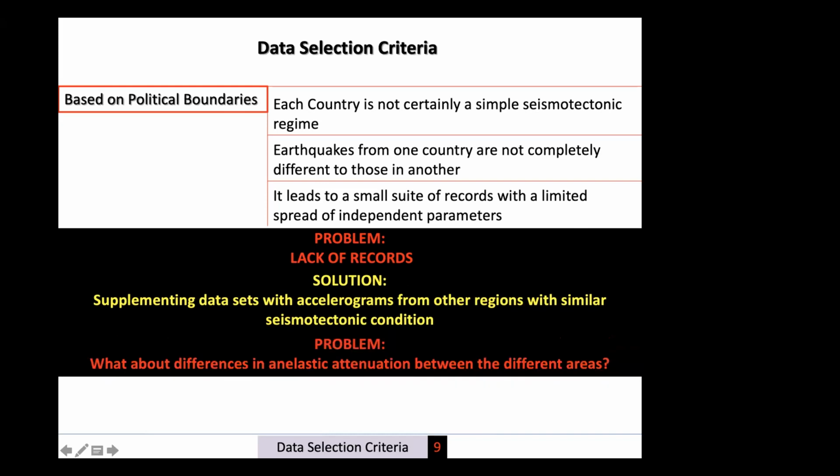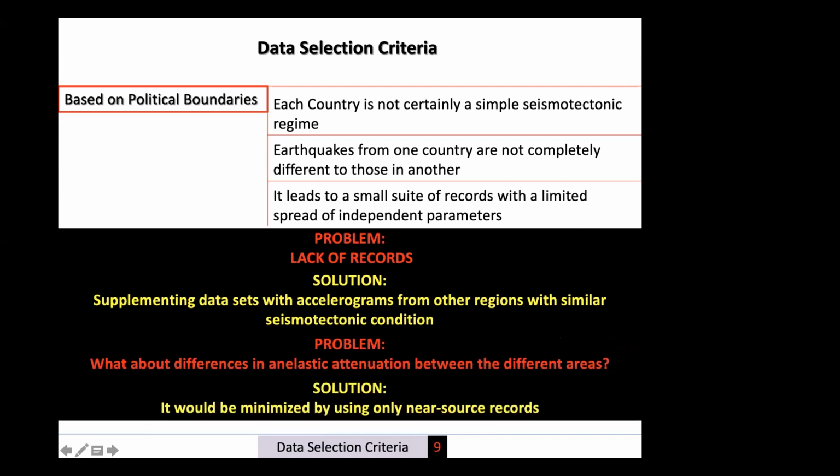And the other problem is that the anelastic attenuation between different areas can be different. The solution to that one is that it would be minimized by using only near source records. We will get to this point later on, and I'll try to explain it better.